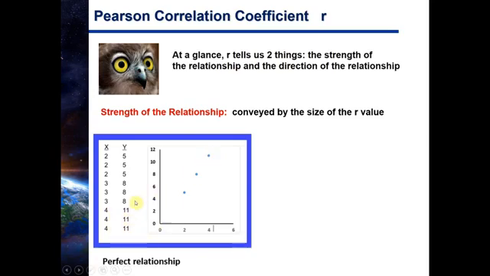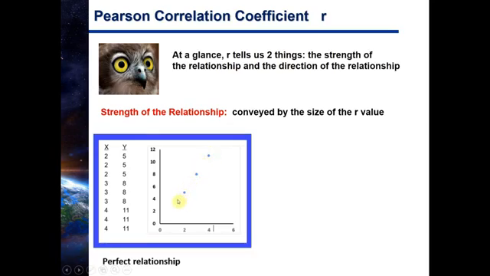Now, you can tell that this is a perfect relationship at a glance because if we were to draw a straight line through the dots on the scatter plot, you would notice that these dots all fall on the line.